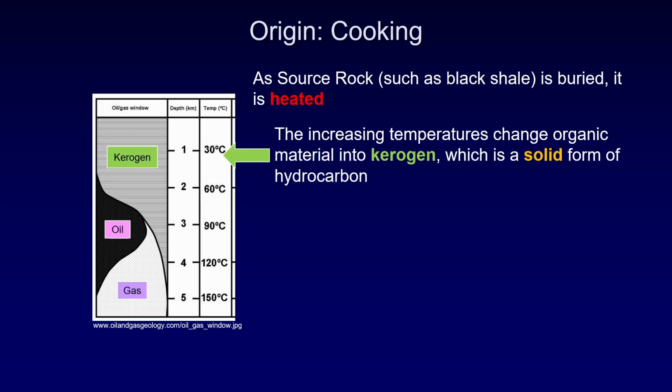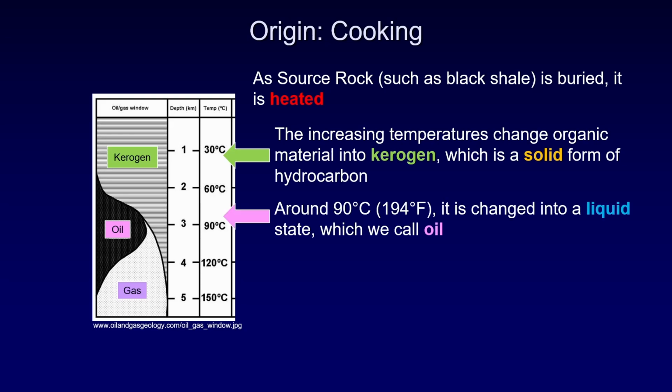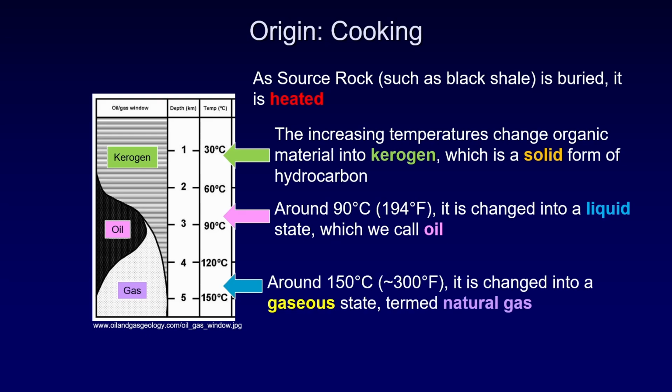Now, if that layer keeps getting buried deeper, it's going to experience higher temperatures, and eventually it's going to reach a temperature of around 90 Celsius. And at this point, we are going to see a change of the kerogen. It's going to break down, and it's going to form a liquid, which we refer to as oil or crude oil. Now, if the layer keeps getting buried further, it's going to be exposed to even higher temperatures. And at around 150 Celsius, we are going to see a change of this oil or crude oil from the liquid state to the gaseous state. And in this case, we have now formed natural gas.